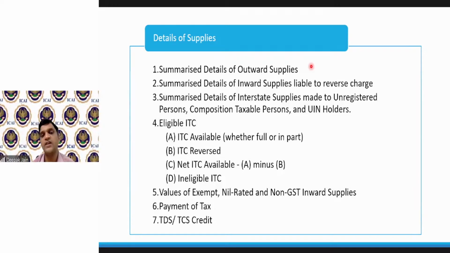So even if you file a nil return, whatever credit was lying and sitting idle in your electronic credit ledger, even if you file a nil return for this month, that electronic credit ledger will get carried forward. That will not get exhausted. You can file a nil return for that. That doesn't mean that your old credit, what was lying, will lapse. That will still not lapse. That will get carried forward.